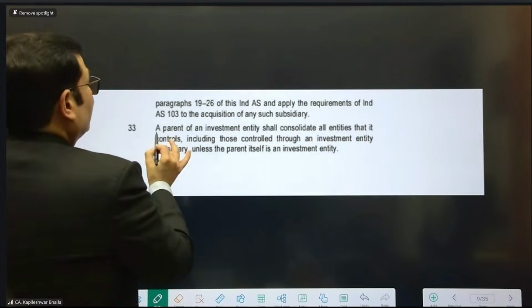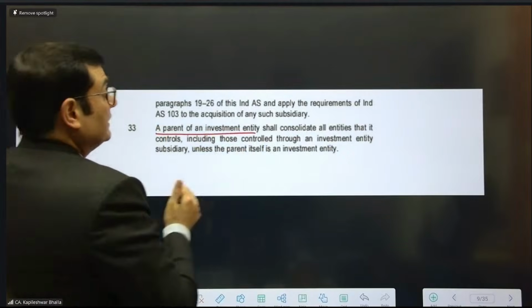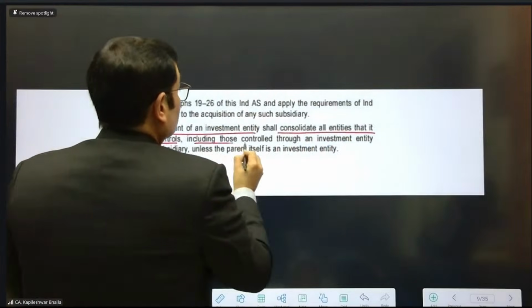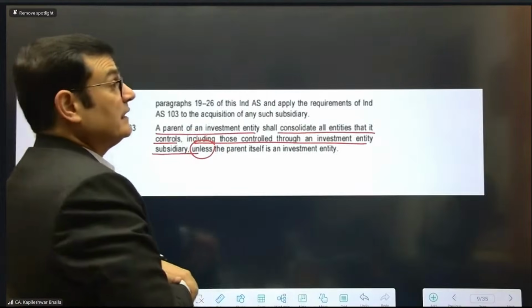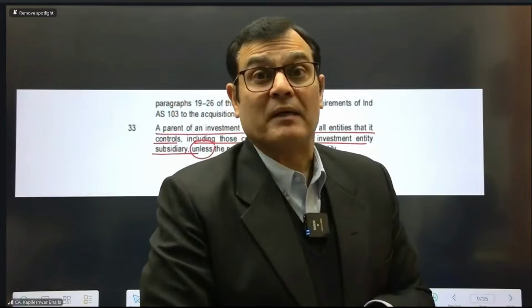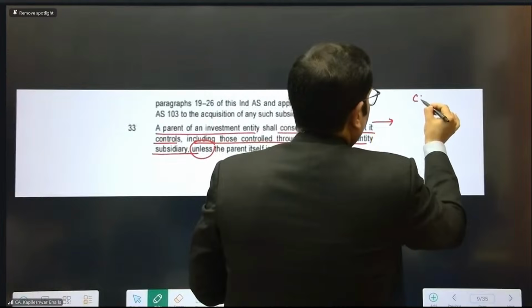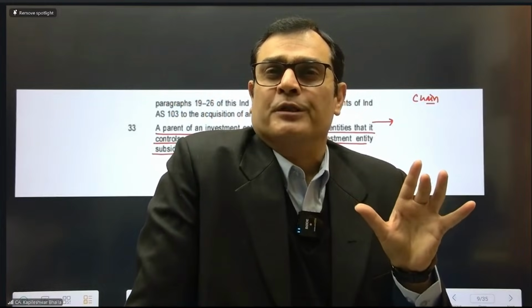Then he says a parent of an investment entity shall consolidate all the entities that it controls, including those controlled through an investment subsidiary, unless the parent is an investment entity. Now, in terms of this para 33, he's telling me chain holding. So in terms of para number 33, this is giving reference to a chain. Para number 31, 32 was talking of there being no chain, and para number 33 suddenly went to the chain holding as well.